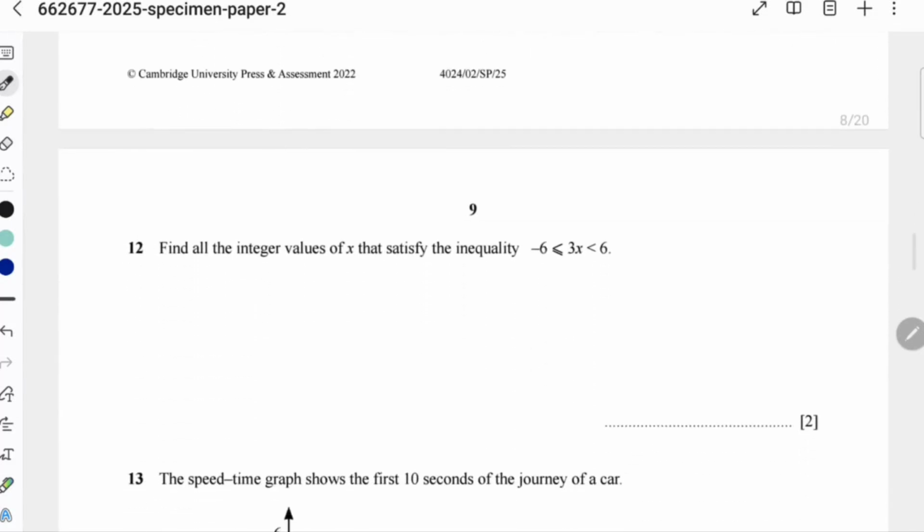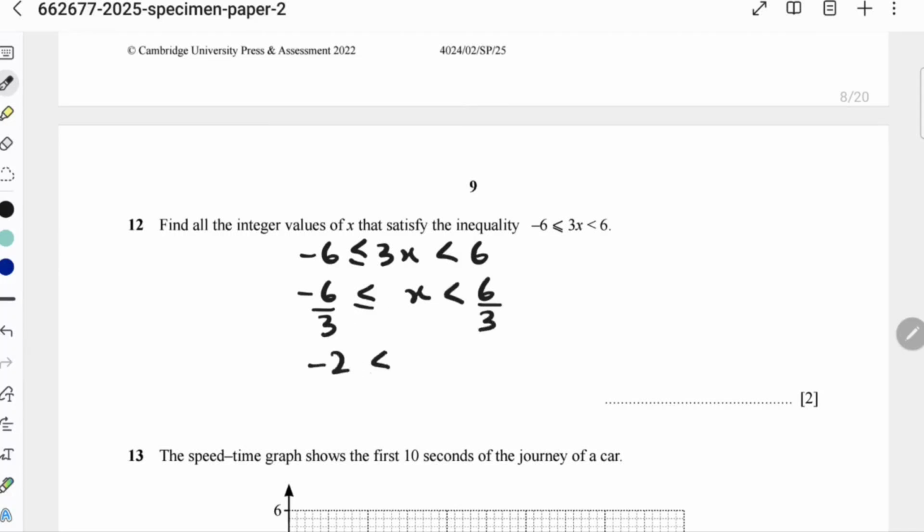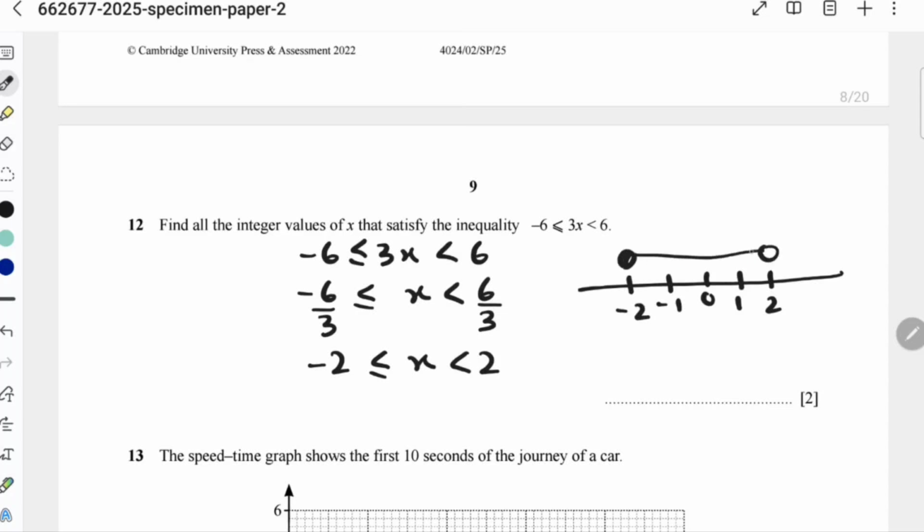Okay, question number 12, inequality question. This is 3x is less than equal minus 6 is less than 6. You can divide with minus 6 over 3 and 6 over 3. That will become minus 2 is less than equals to x is less than 2. When you check a number line, that 0, 1 and 2 and minus 1, minus 2, it is a minus 2 equals and up till here. This is your number line, and these integers are coming. Integers, you cannot write down any decimal number.